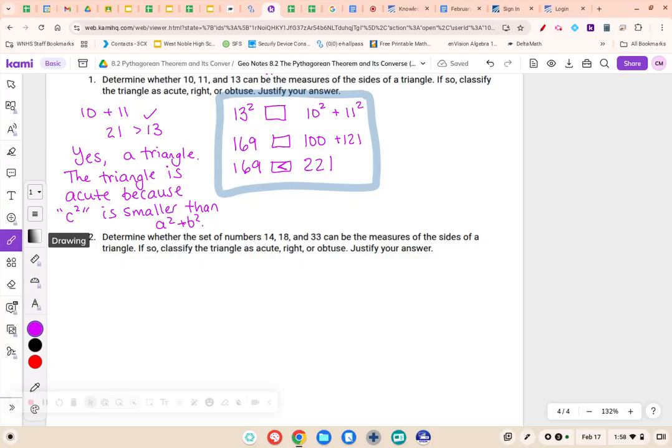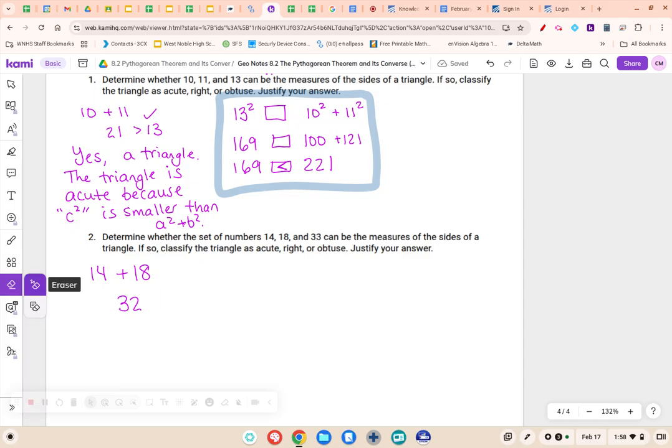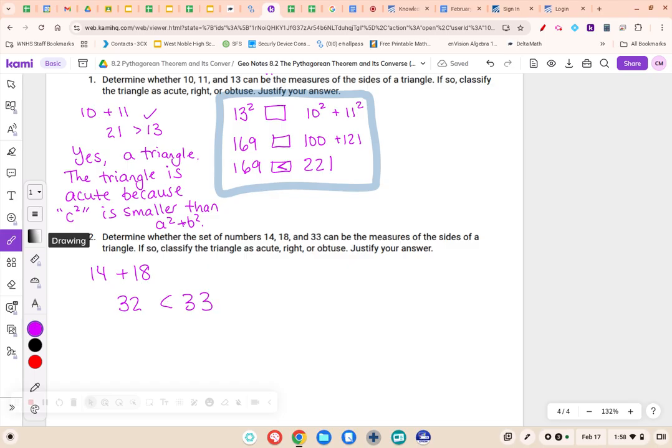Alright, last one. Determine whether the set of numbers can be a triangle, and then if so, classify. So I have 14 plus 18. That's 32. 32 is smaller than 33, so this is not a triangle. So we don't even need to continue on with any other math because it would be a nonsense answer. Since it's not a triangle, it can't be right, acute, or obtuse.